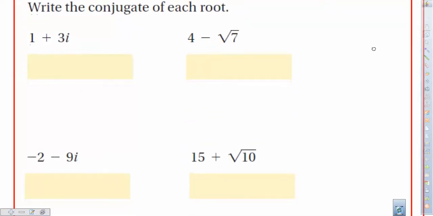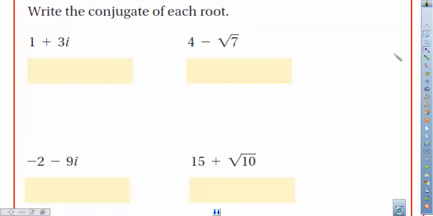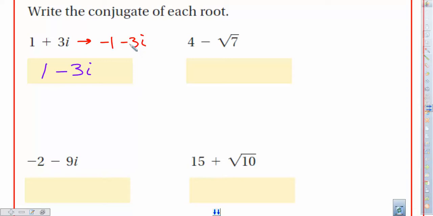So here are 4 examples, and all we're trying to do is write the conjugate of each root. Suppose we had one root of 1 plus 3i. If 1 plus 3i was a root, then what must also be a root is 1 minus 3i. Do you notice that I did not write negative 1 minus 3i? So what I am not telling you to do is write the opposite of the root.